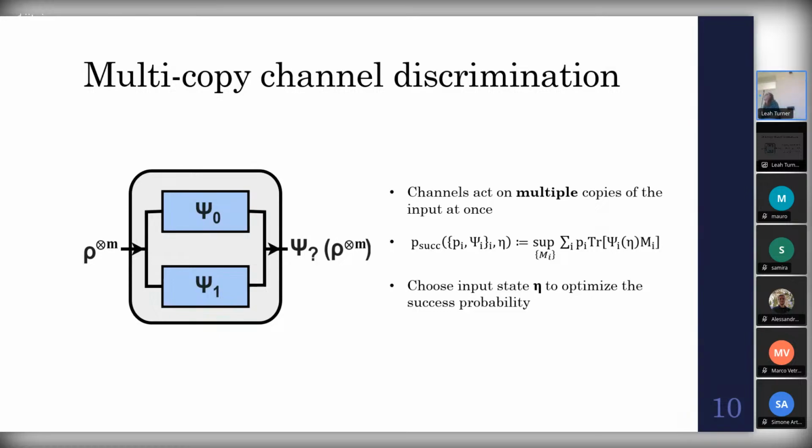So we care about optimizing the success probability, so we have the best chance of guessing which channel was applied, and we do this by choosing the input state eta in our scenario.